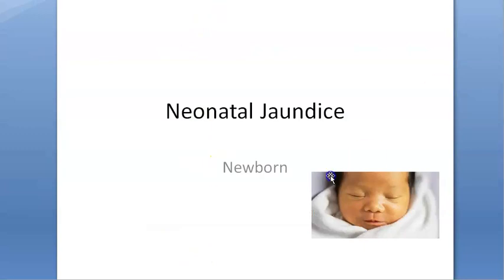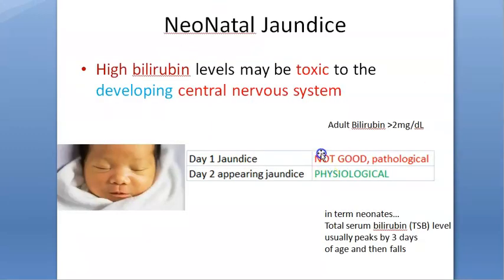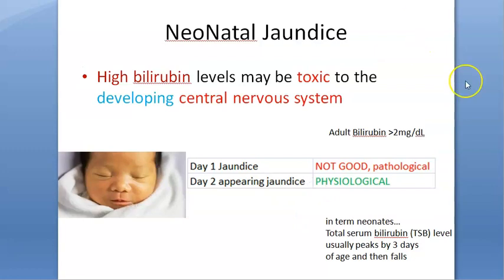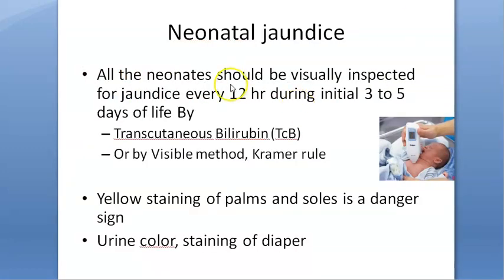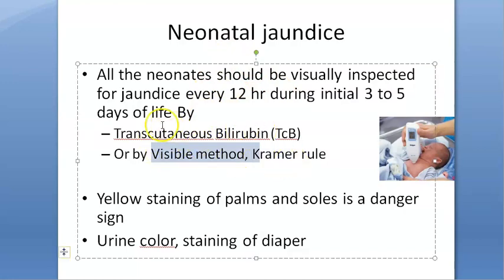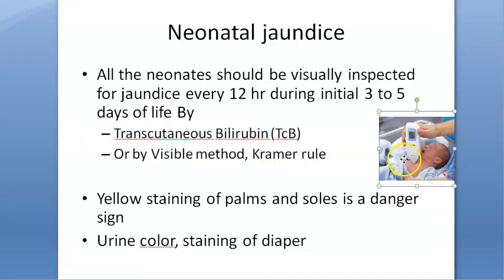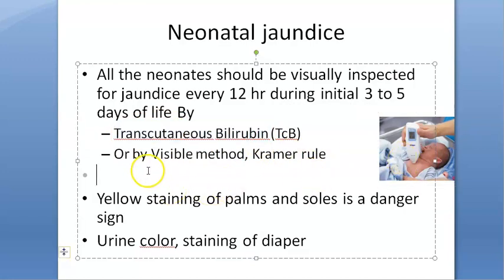So in this video, we have looked at neonatal jaundice. You understood why it is important, because high bilirubin levels can be toxic to the developing central nervous system. Usually on day 1, if there is jaundice, it's pathological. If the jaundice appears on day 2, it can be physiological. But it is not as simple as that. We will add more complications to it. So you should screen all neonates either by the visible method, Kramer rule, or a transcutaneous bilirubin monitor, or you can check the serum bilirubin levels.